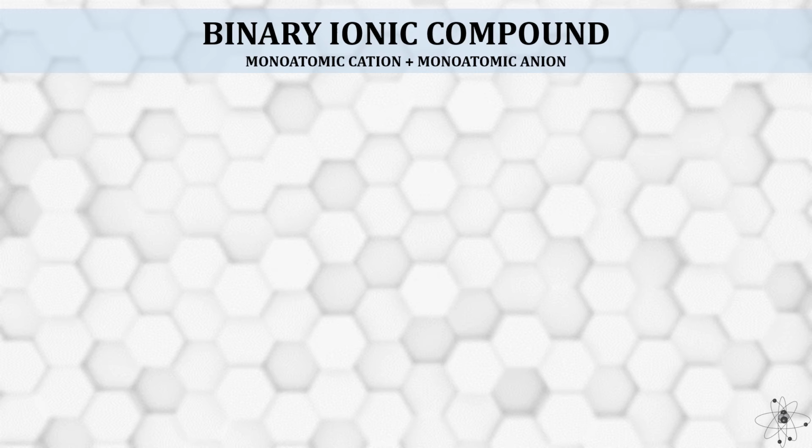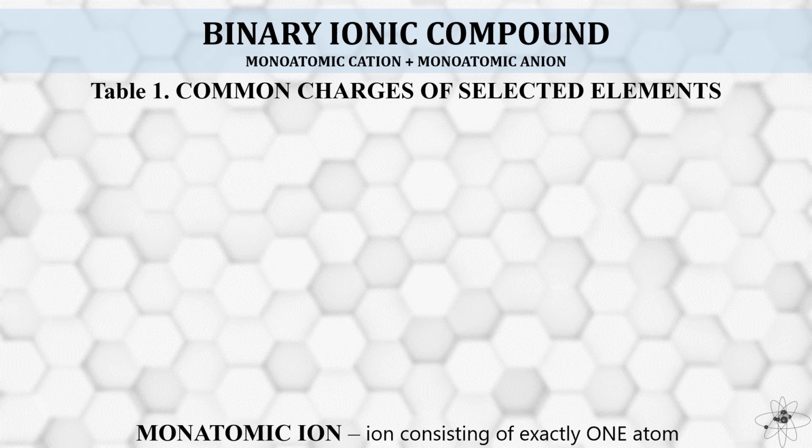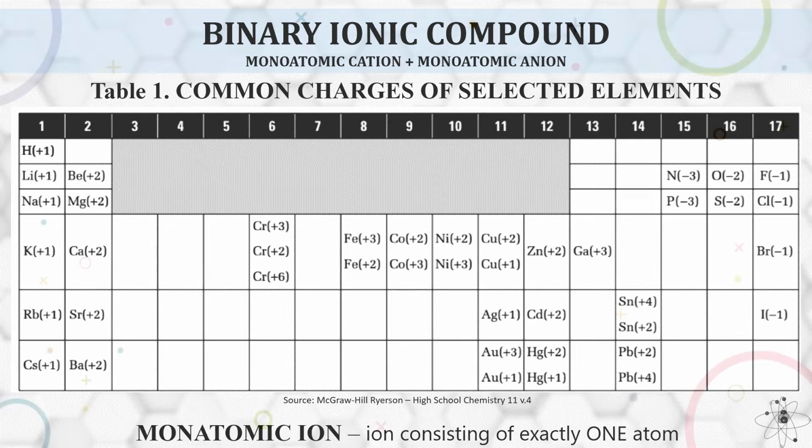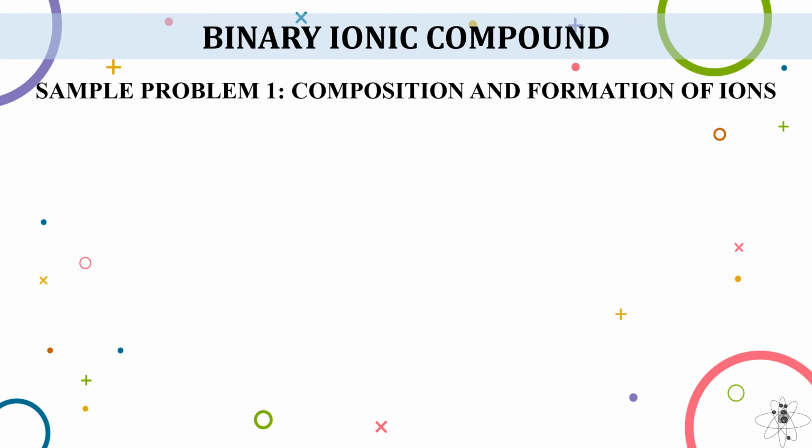Other monoatomic cations that can form binary ionic compounds are the transition metals and some other metals found in this table. They often exhibit variable charges that are not predictable by their location in the periodic table. They are the elements in the middle. For example, copper, or Cu, can form ions with a positive 1 or positive 2 charge, and iron, or Fe, can form ions with a positive 2 or a positive 3 charge. Please check the sample problem on the composition and formation of ions.